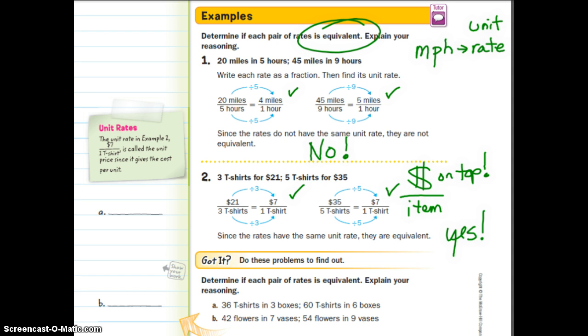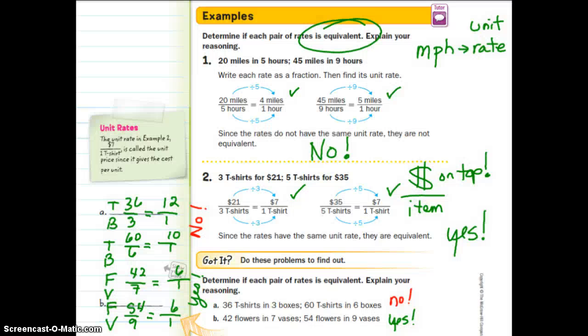Get it, got it, go. Come back when you're done. Pause the video, come back when you're done, and see if you get what I got. See you. Did you get what I got? For number A, we have unit rates of 12 to 1 and 10 to 1. The answer to that is definitely no. For the flowers and vases, they simplified as 6 flowers, 1 vase in both cases, so the answer is yes.